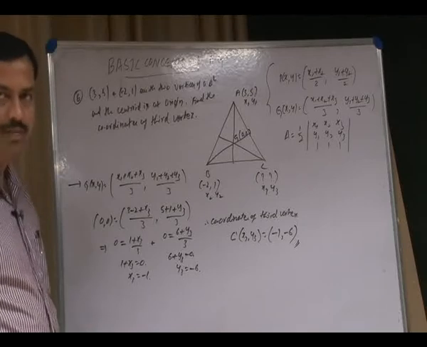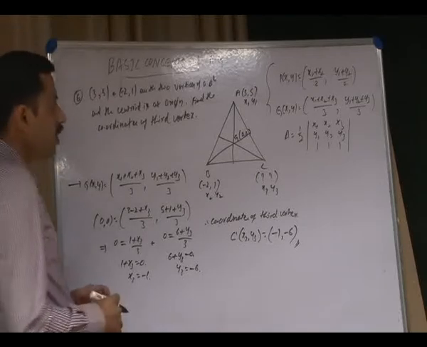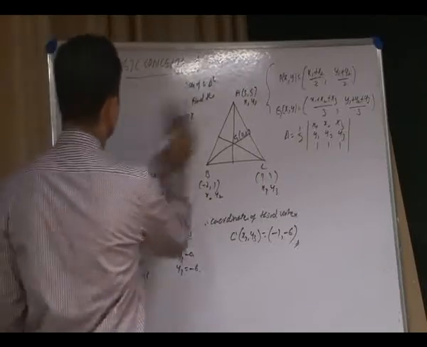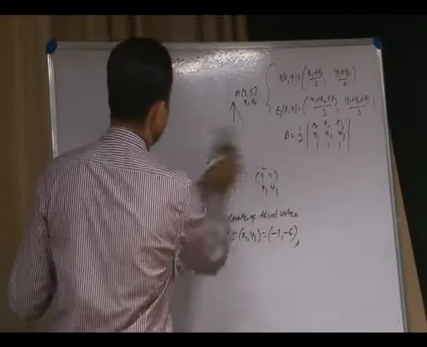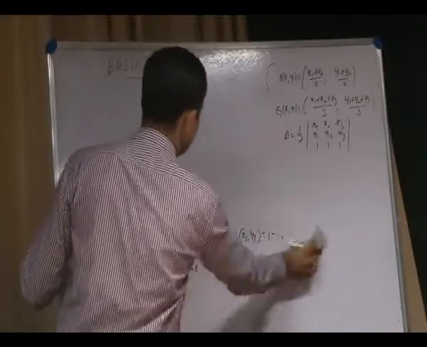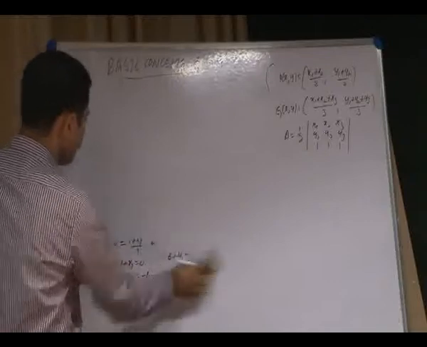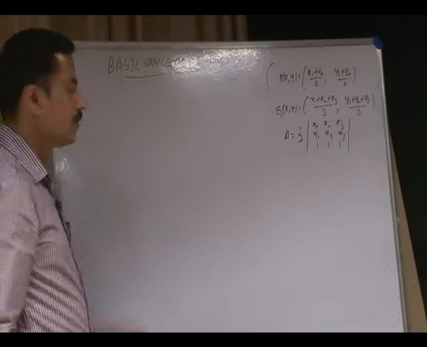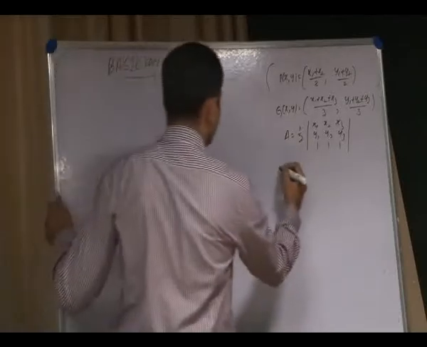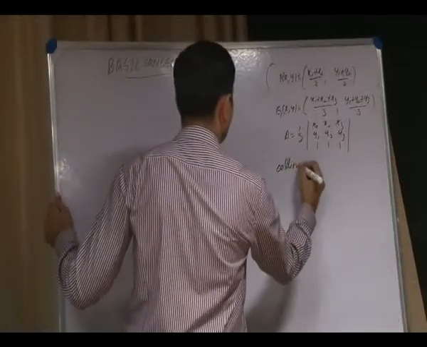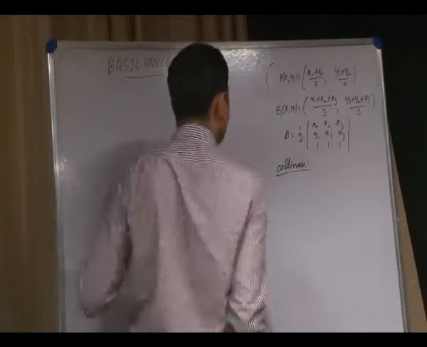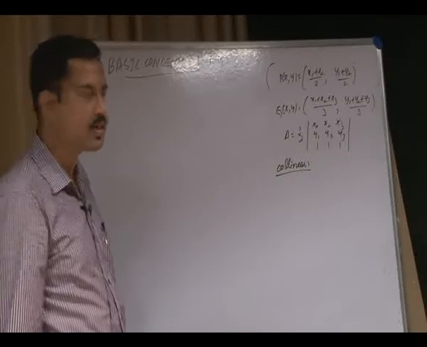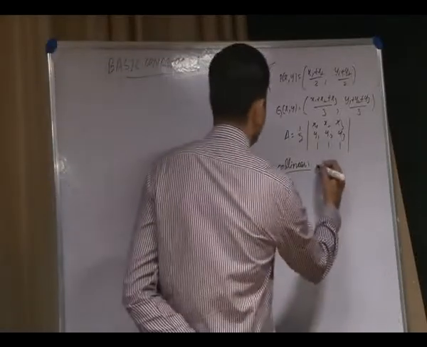So, after this, in this chapter there is one more type of problem that may be given in the exam, that is, show that the points are collinear. In the exam, one problem will be given saying show that the points are collinear. So, collinear means all points should lie on the same straight line. All points should lie on the same straight line.